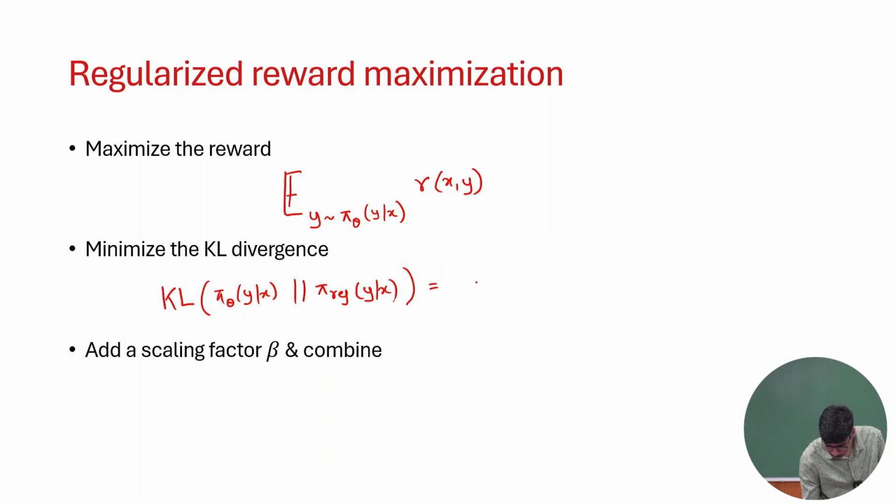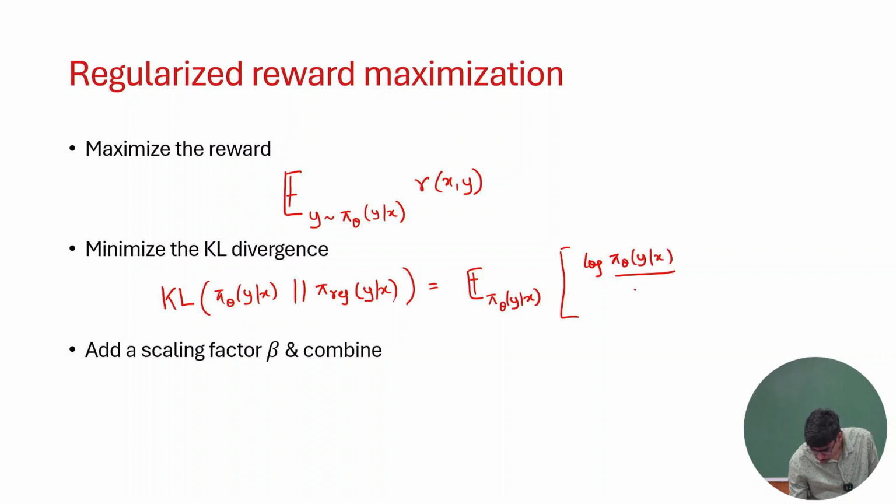And we said we can also write this as the expected value under the policy of this quantity, log of the probability that the policy assigns over the probability that pi ref, the base policy, assigns. So the first term we want to maximize, the reward. The second term we want to minimize.